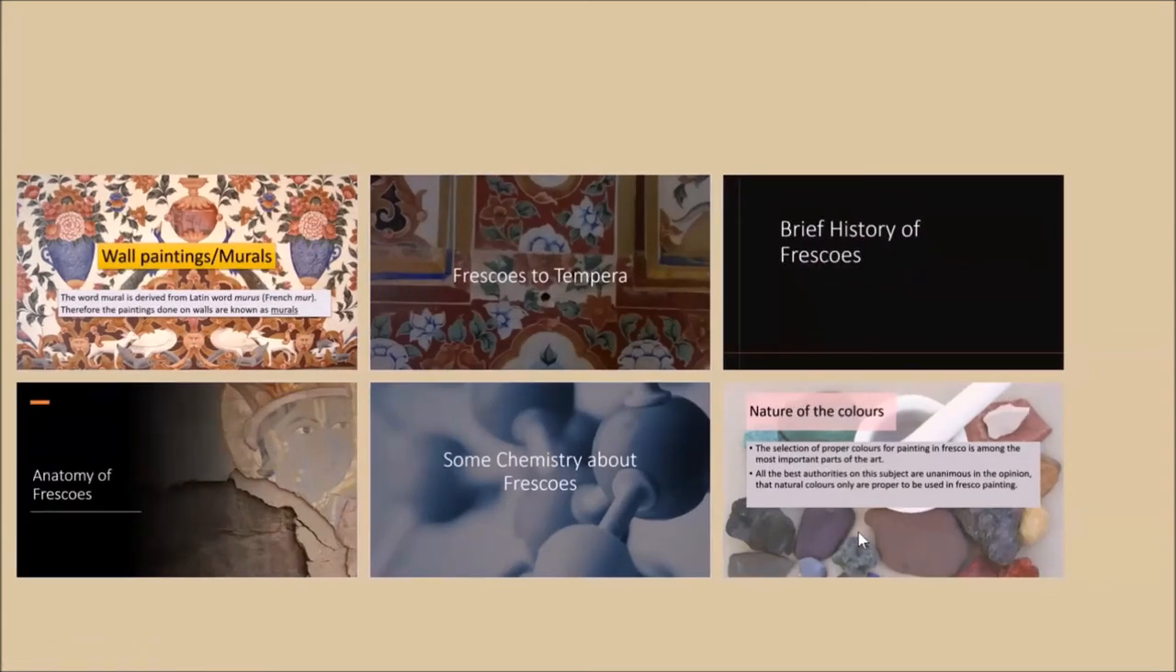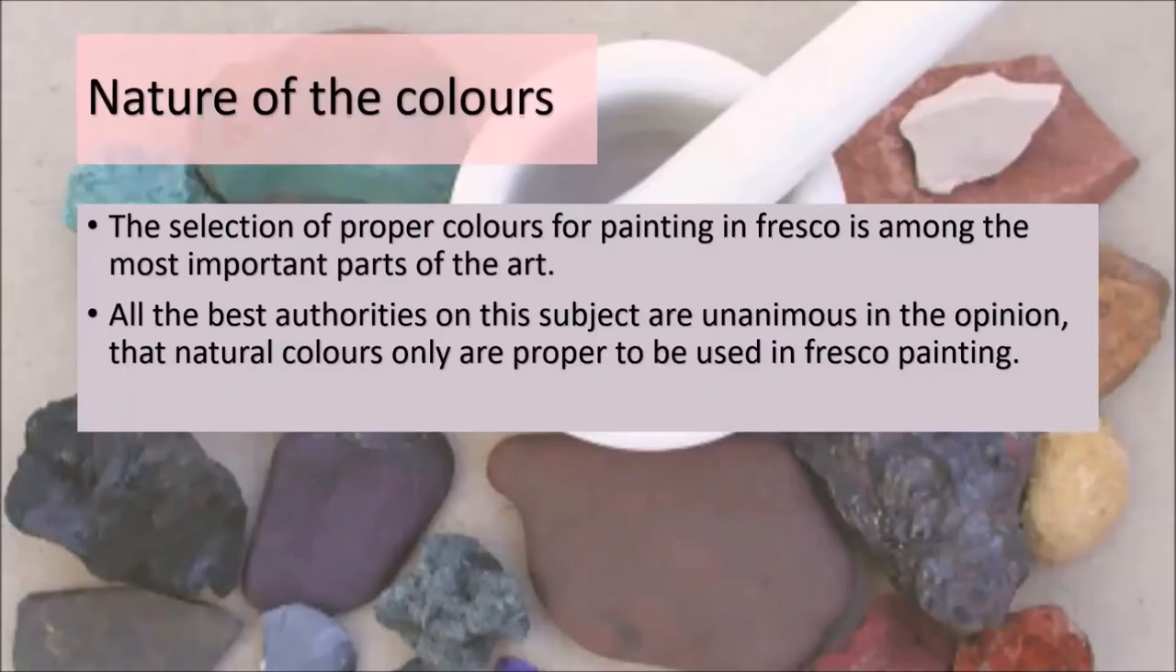Now, talking about the nature of colors. In frescoes, it is very important to understand, even in tempera, you can't use all the colors. Some colors are not good for frescoes, though in tempera you have a wider range as compared to fresco, but there are a few pigments which cannot be used properly in tempera also. So the selection of proper colors for painting in fresco is among the most important parts of the art, and all the best authorities on this subject are unanimous in the opinion that natural colors only are proper to be used in fresco painting.